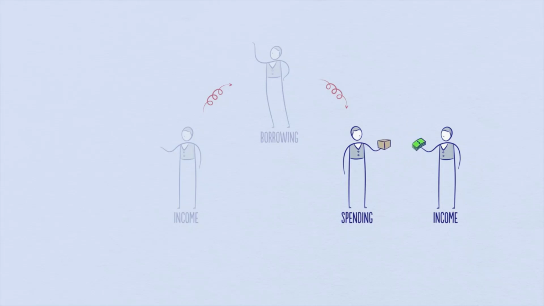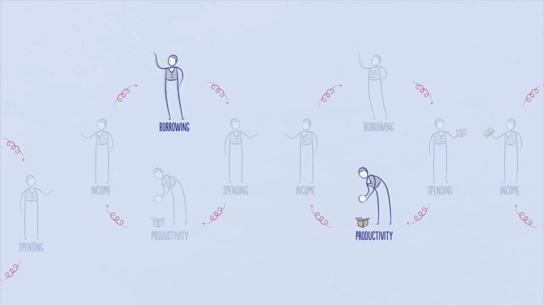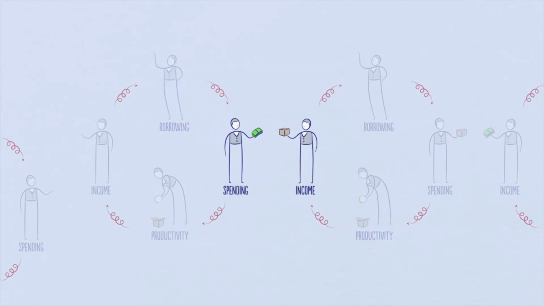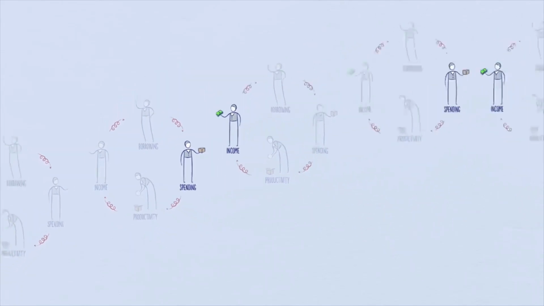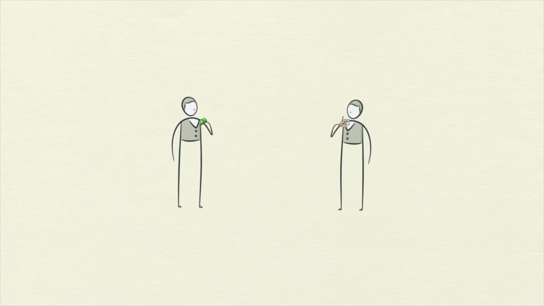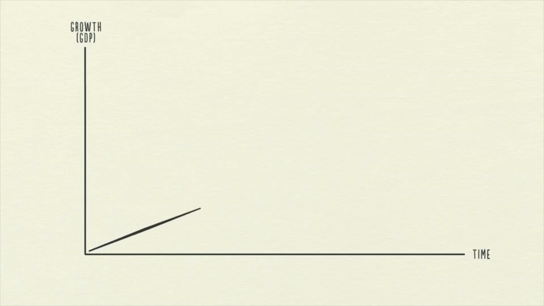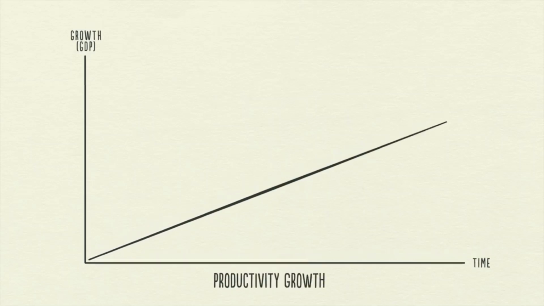And since one person's spending is another person's income, this leads to more increased borrowing, and so on. This self-reinforcing pattern leads to economic growth and is why we have cycles. In a transaction, you have to give something in order to get something, and how much you get depends on how much you produce. Over time, we learn, and that accumulated knowledge raises our living standards. We call this productivity growth.